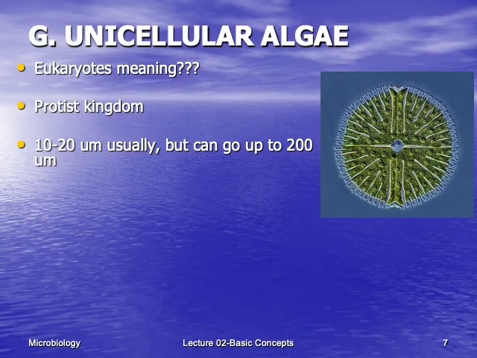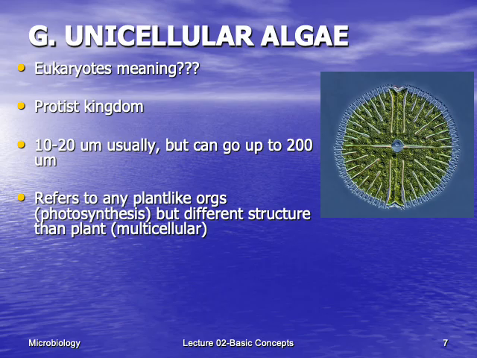They're in the kingdom, again, with the protozoans. These are about 10 to 20 microns, usually, in diameter. But, of course, there's a few that can get really big, like 200. So these are bigger than bacteria, most yeasts, things like that.